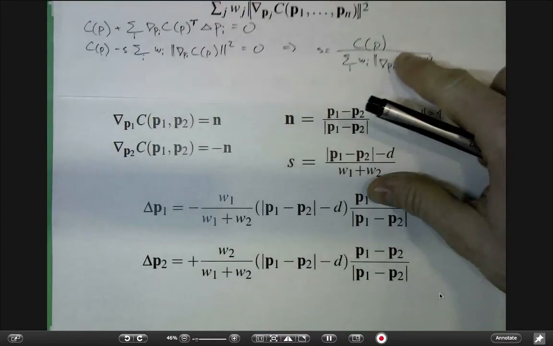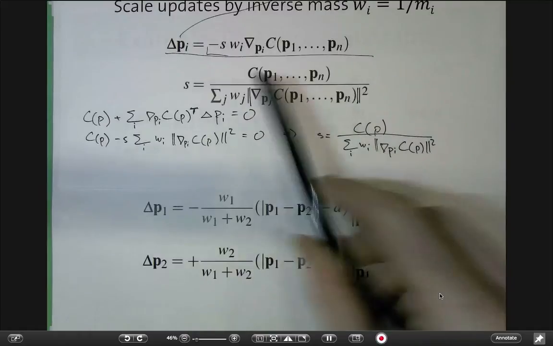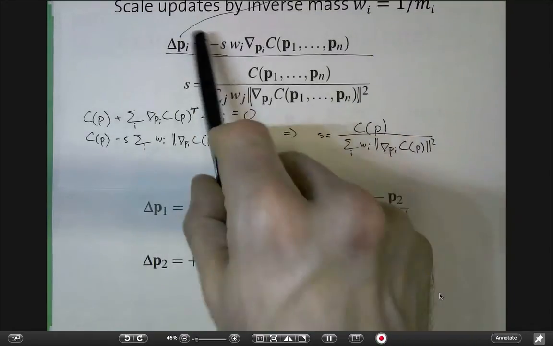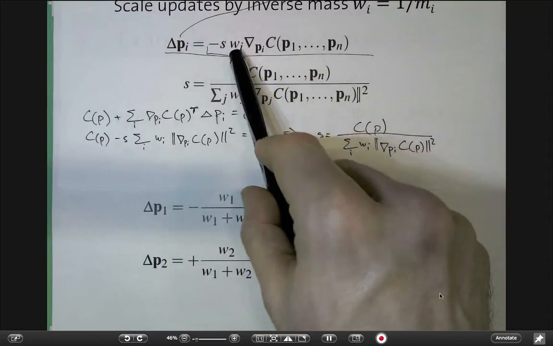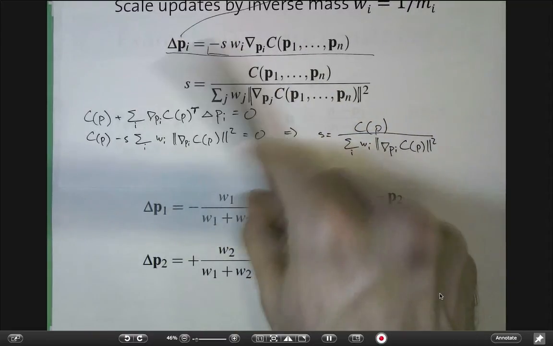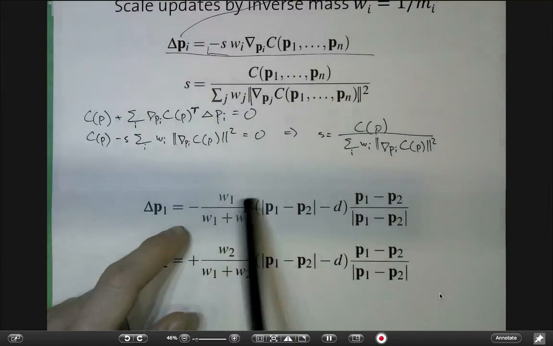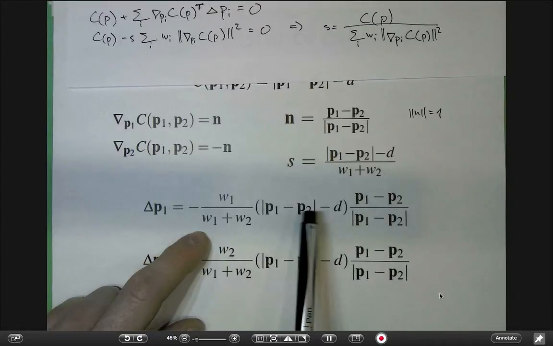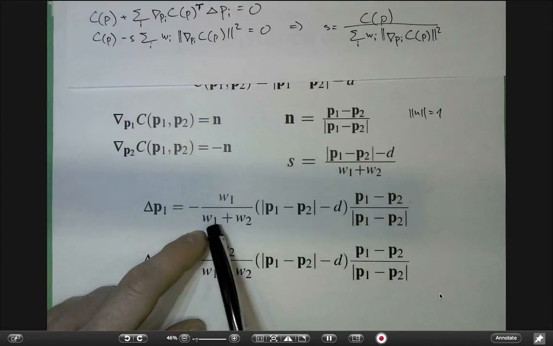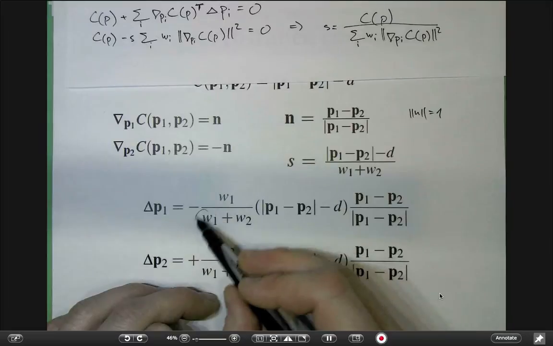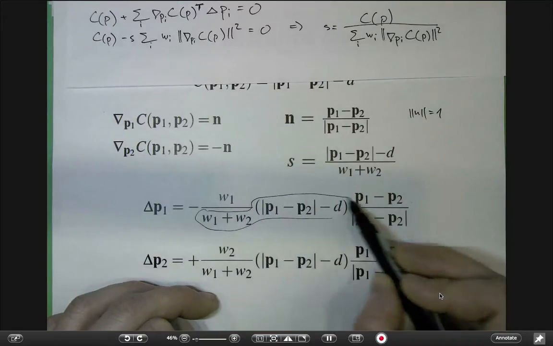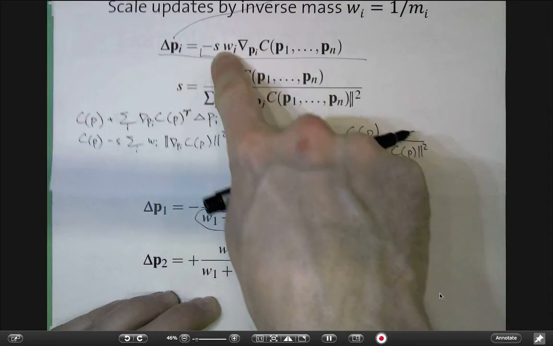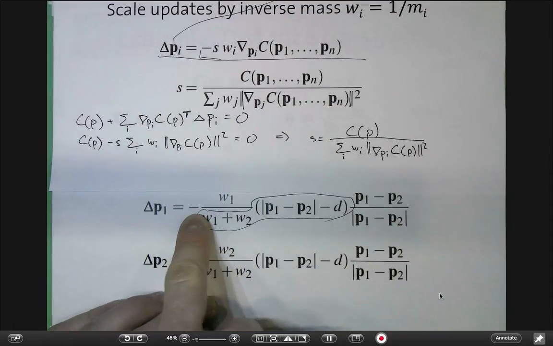And here, what I have down here is the general form for the displacement. So I take this s, I multiply it by wi and the gradient. So if I do that here, what is my s? My s is this, p1 minus p2 minus d divided by w1 plus w2. Here I multiplied by wi, just like this formula dictates, right? There's this minus here, that's this minus here.